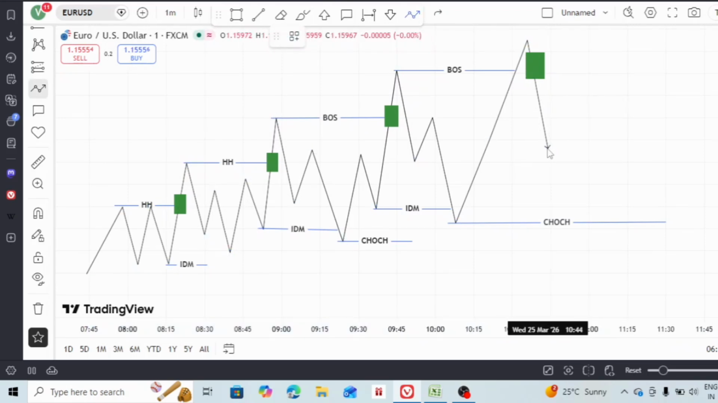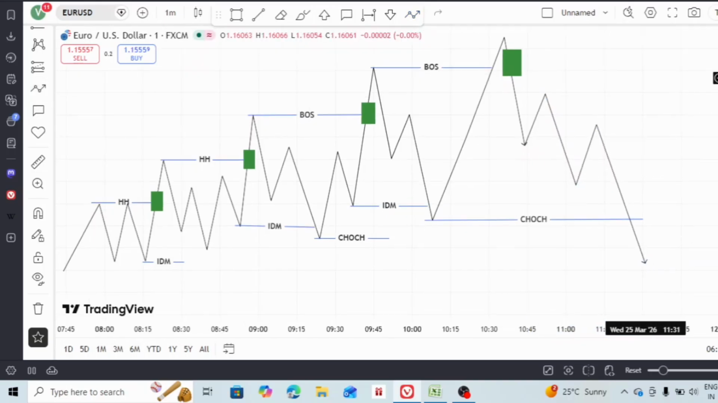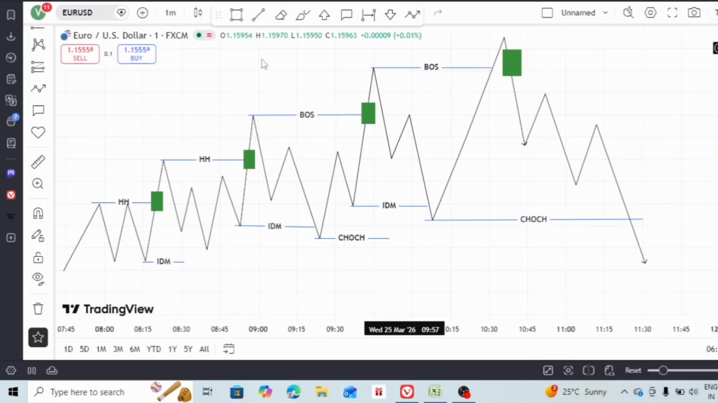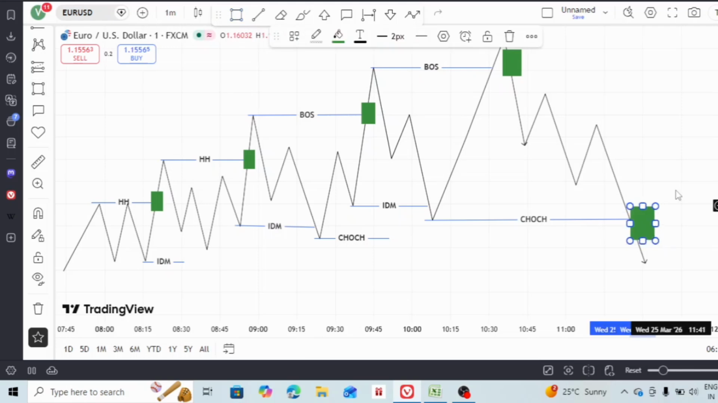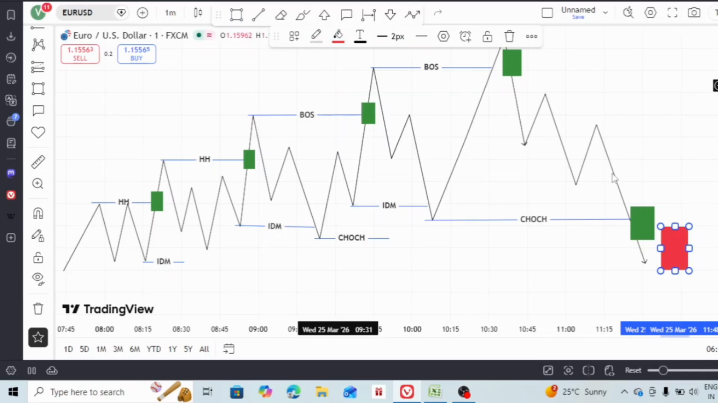So basically the market is moving in an uptrend, but now it has the change of character, meaning the character has been changed. Previously it was going up, now it is going down. Same as the higher high and the break of structure, for the confirmation of the change of character, it has to break with the body of the candle. If it breaks with the body of the candle, this is a confirmed change of character.